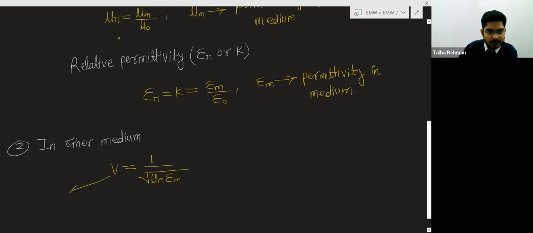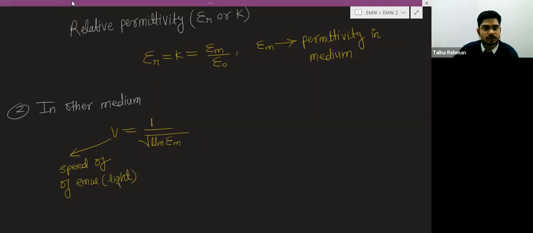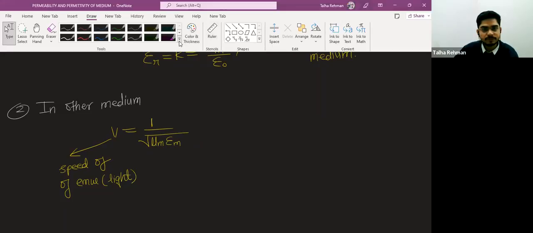So basically this is the speed of light, or you can say speed of electromagnetic wave. Light is an electromagnetic wave, so you can say speed of electromagnetic wave, or you can say light. So this relation also you have to remember.